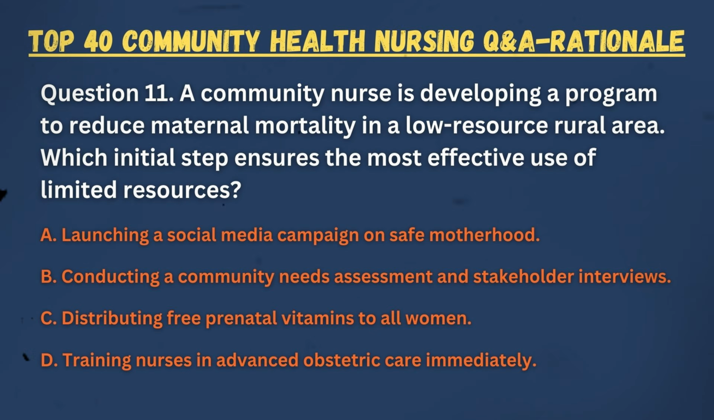Question 11. A community nurse is developing a program to reduce maternal mortality in a low-resource rural area. Which initial step ensures the most effective use of limited resources? A. Launching a social media campaign on safe motherhood. B. Conducting a community needs assessment and stakeholder interviews. C. Distributing free prenatal vitamins to all women. D. Training nurses in advanced obstetric care immediately.